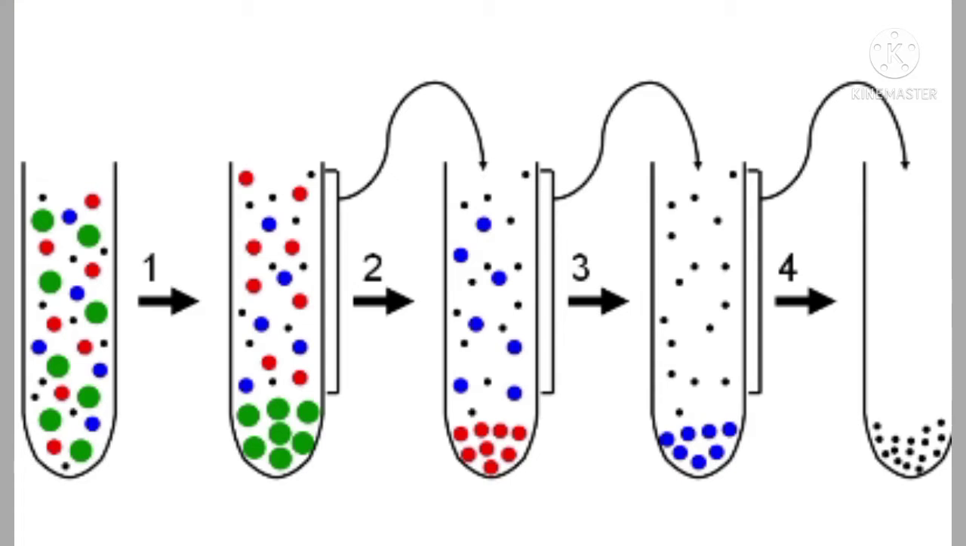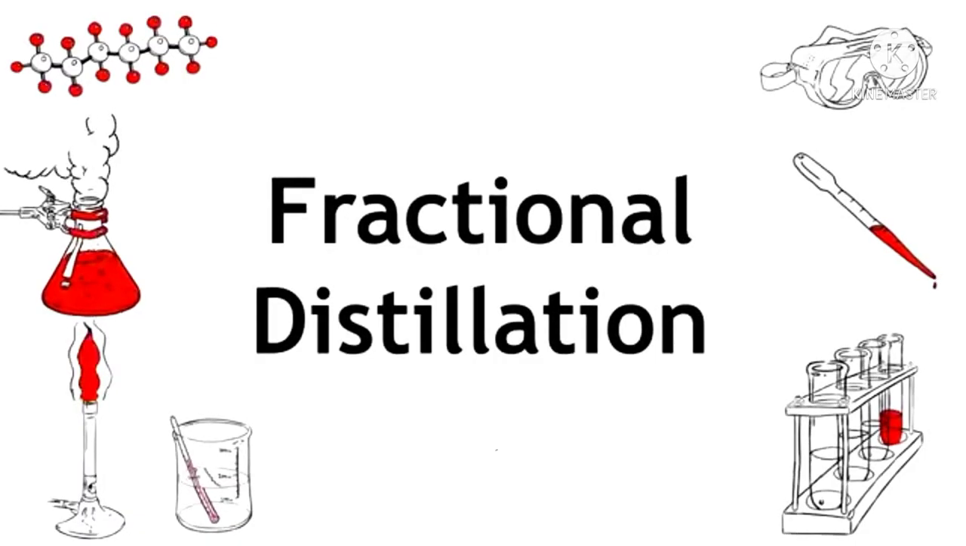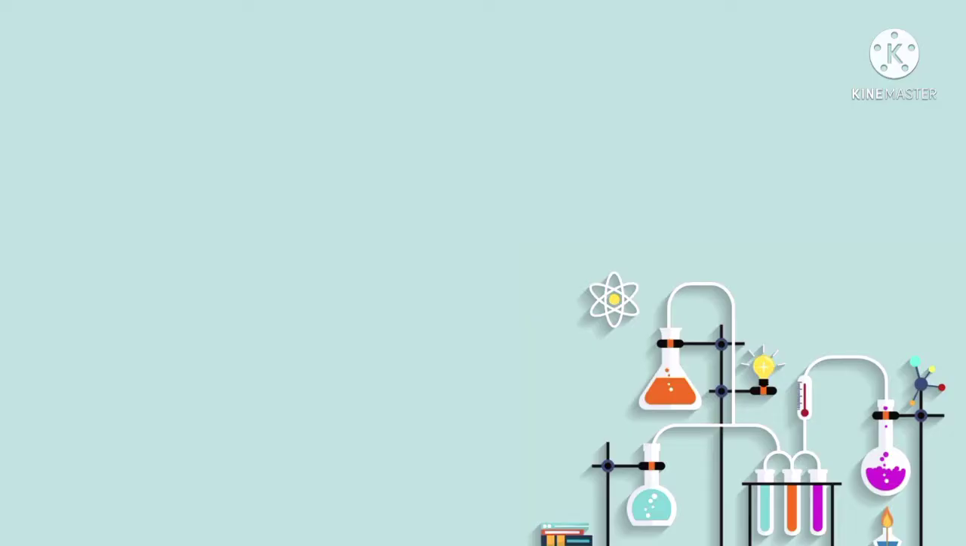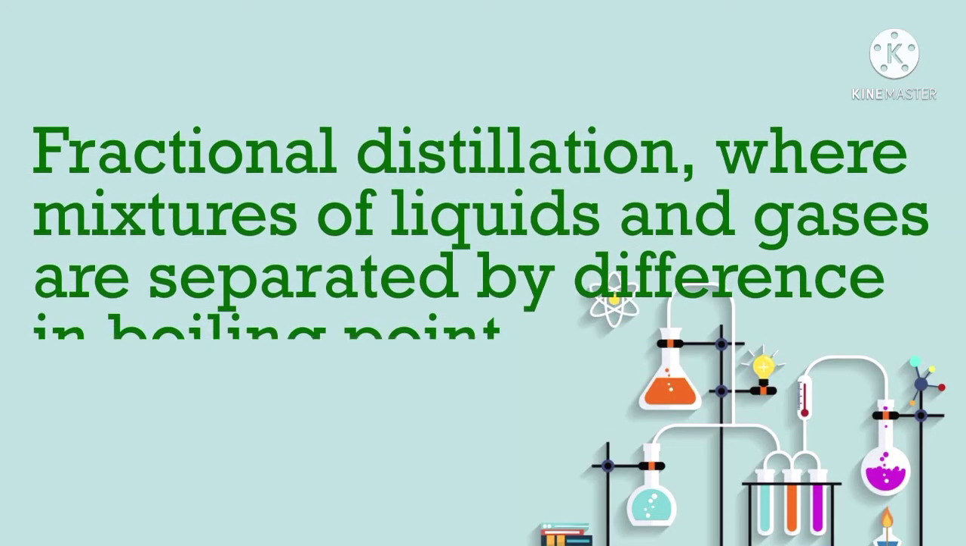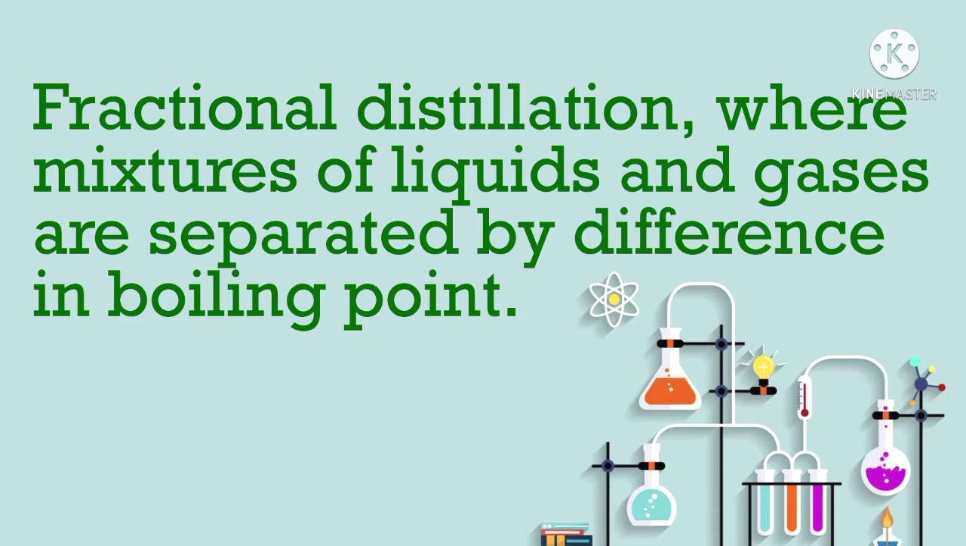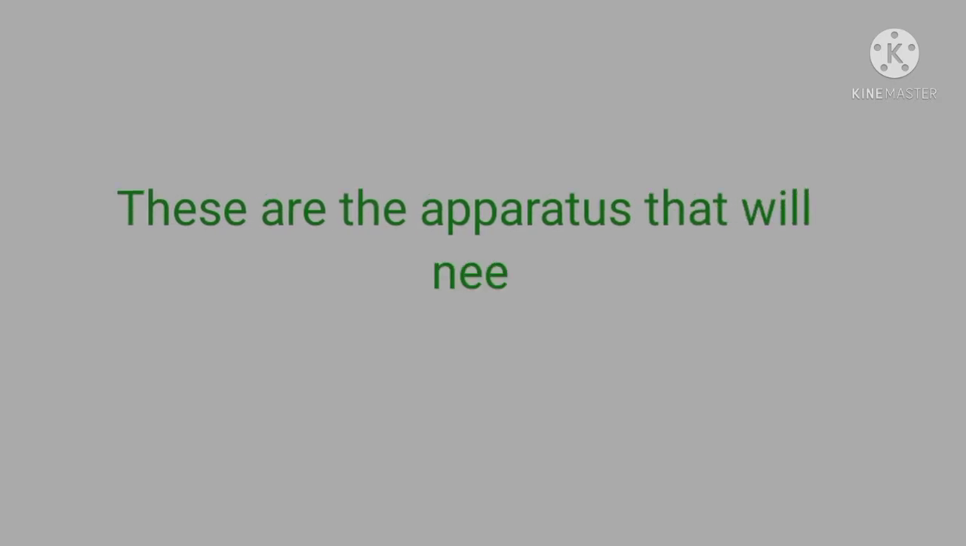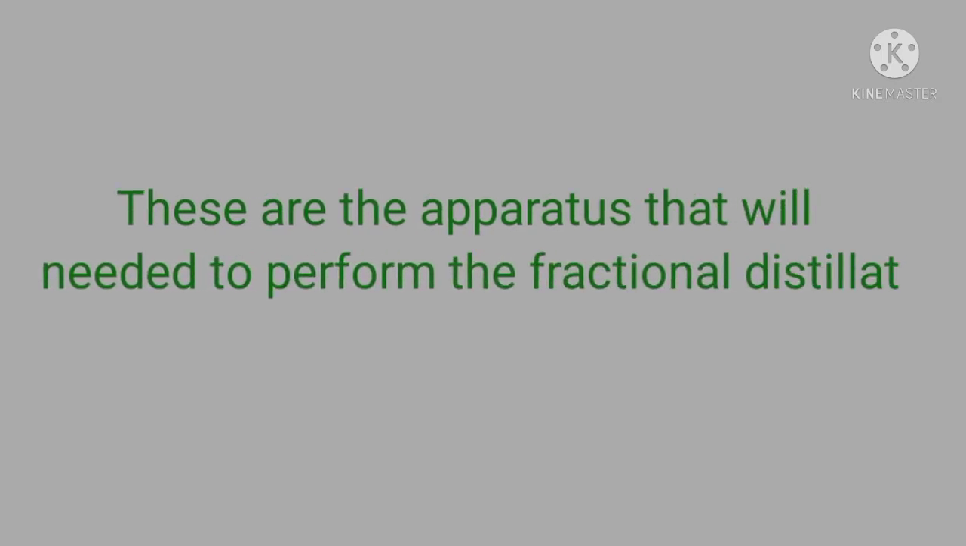Most of these processes find application on industrial scales, but some processes such as fractionation by sublimation are restricted to a laboratory scale procedure. Among the fractional processes, I choose fractional distillation as an example of fractionation. Fractional distillation is where mixtures of liquids and gases are separated by difference in boiling point. These are the apparatus that will be needed to perform the fractional distillation.